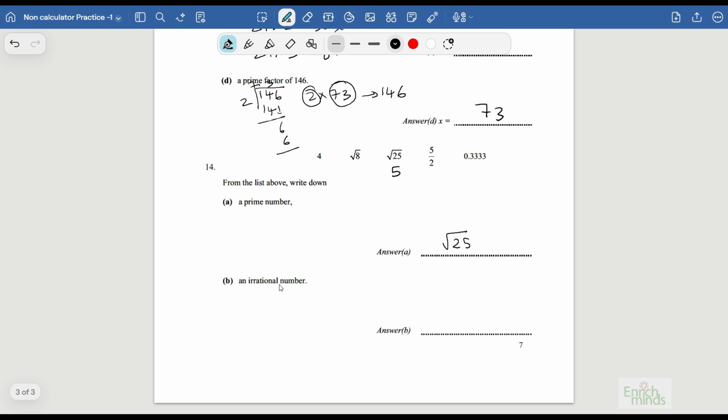And you have to pick an irrational number. Well, all of them are rational. They can be expressed in the form of a fraction. 0.333, that's all. Although such numbers never end, they follow a pattern. So that's also a rational number. Irrationals are those which are non-terminating and non-repeating. They will not have any pattern when expressed as a decimal. So the answer to this is root 8.